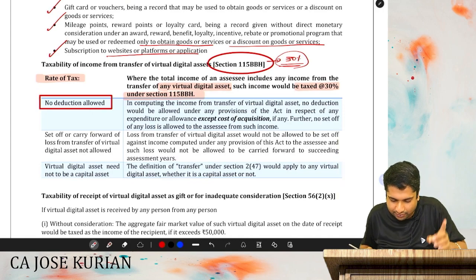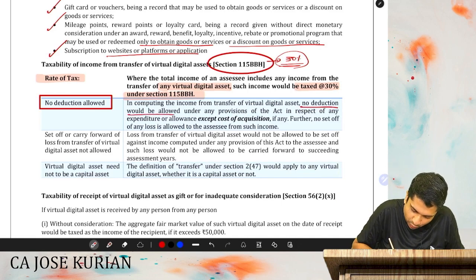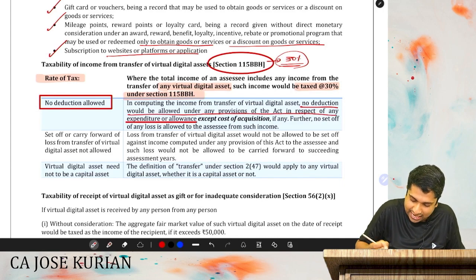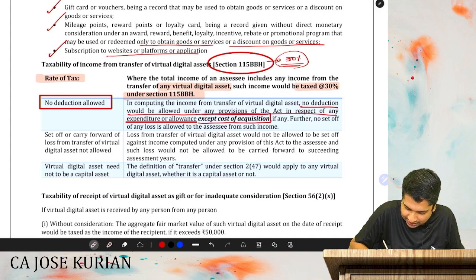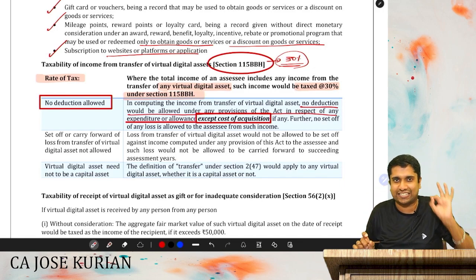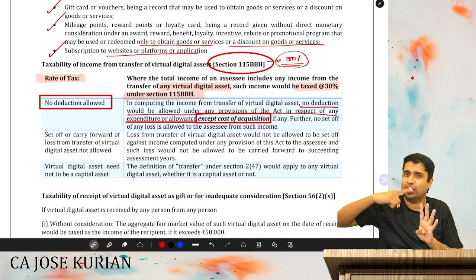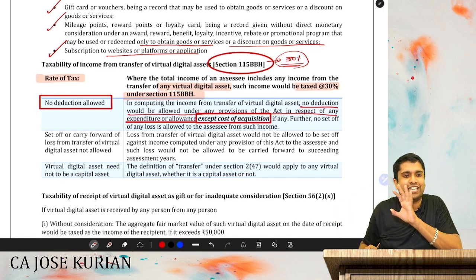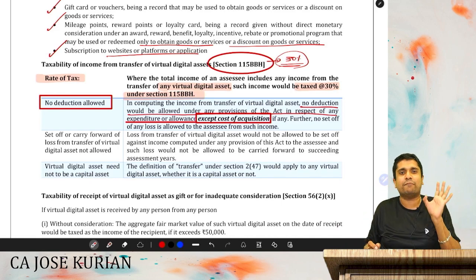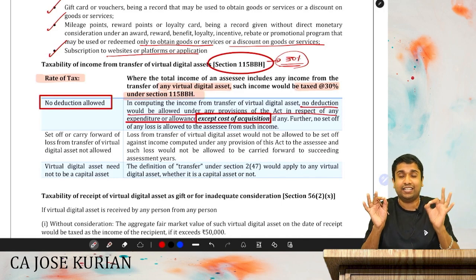So in computing the income from transfer of virtual digital assets, no deduction would be allowed under any provisions of this Act in respect of any expenditure or allowance except cost of acquisition. That simply means while computing income, you can claim cost of acquisition as a deduction, no doubt. Apart from cost of acquisition, you cannot claim any other expenditure, no relief, no allowance in whatever name it is. That means the purchase cost you can deduct. Apart from that, nothing is deductible.